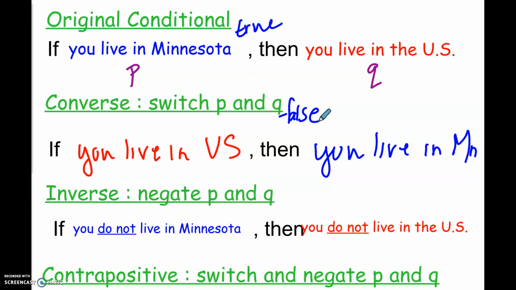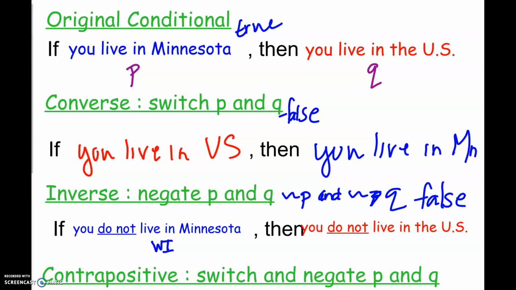All right, so now what is the inverse? Go back to the original conditional statement, and you just negate P and Q. So we write it not P, not Q. Whoops, that's a P. Q. All right, if you do not live in Minnesota, then you do not live in the US. Well, let's see. If you do not live in Minnesota, could you live in Wisconsin? Then you do not live in the US. Well, that's not true. You still live in the United States. So this is false.